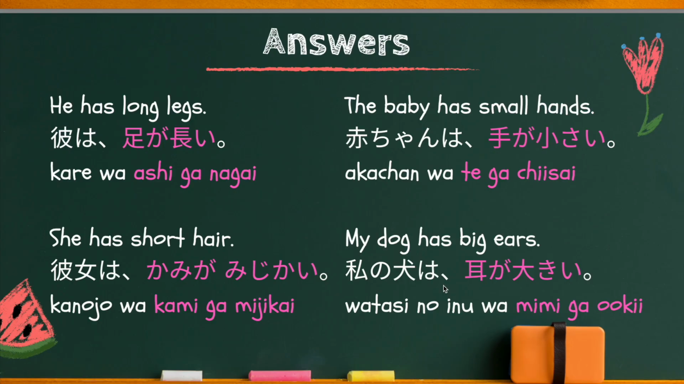Last one, my dog has big ears. 私の犬は耳が大きい。So, the body part is ears, 耳。Body part が particle, then lastly adjective, big, 大きい。So, with this grammar format, you cannot only talk about the characteristics of someone, but also animals. Okay.